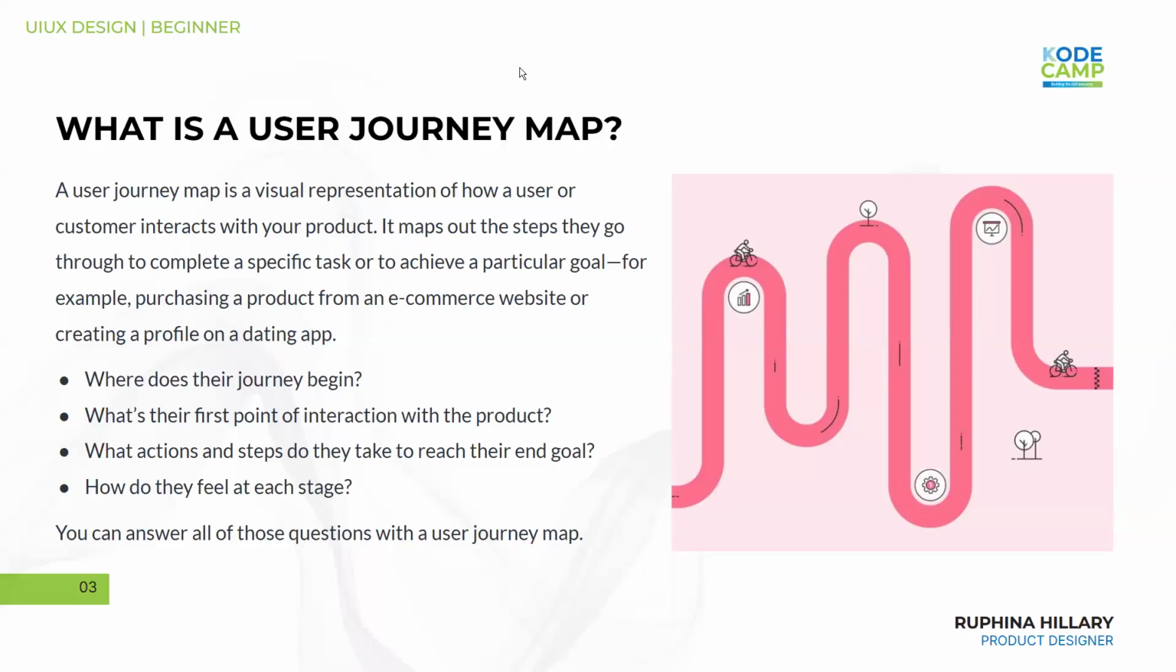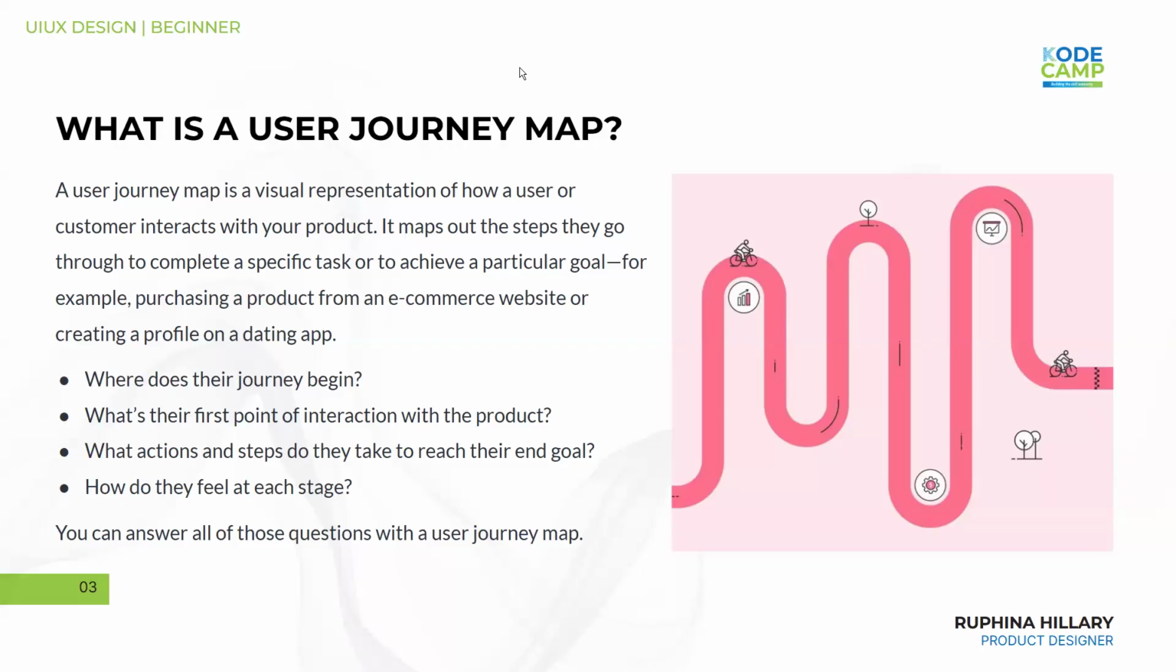So, what actions and steps do they take to reach their end goal? Their end goal here is to purchase a product from your website or from your application. So, what actions and steps do they take? First of all, they might decide to log in, then browse products, compare prices before they purchase a product. So, these are different steps, different actions they're taking. This is their whole journey from finding your product to using your product.